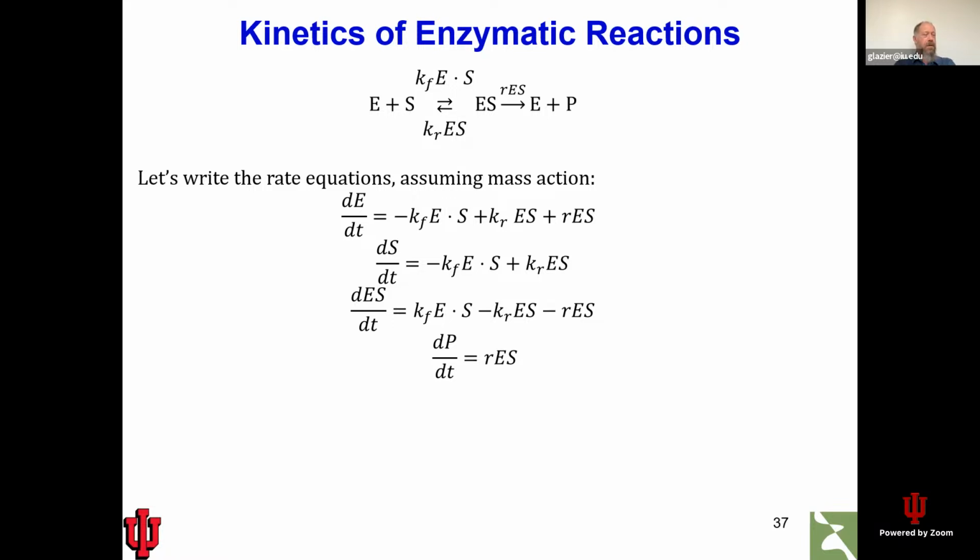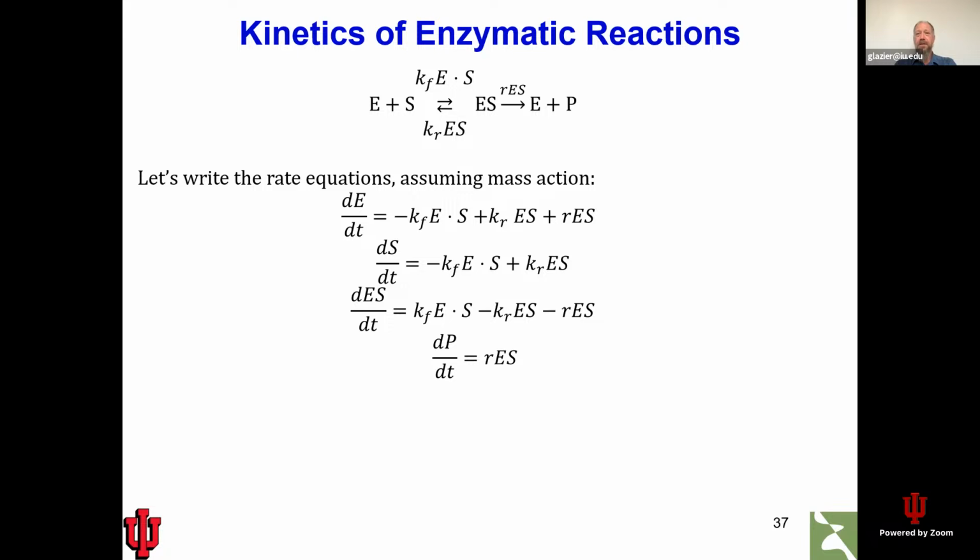William asks, why is the rate of the forward reaction kf times E times S rather than kf times E plus S? And at some level, I could answer that. We're assuming the law of mass action, which says that is what it is. But there's also a sanity check on it too, which is if the rate of reaction were kf times E plus S and E were 0, I would still have a reaction if S were there, right?